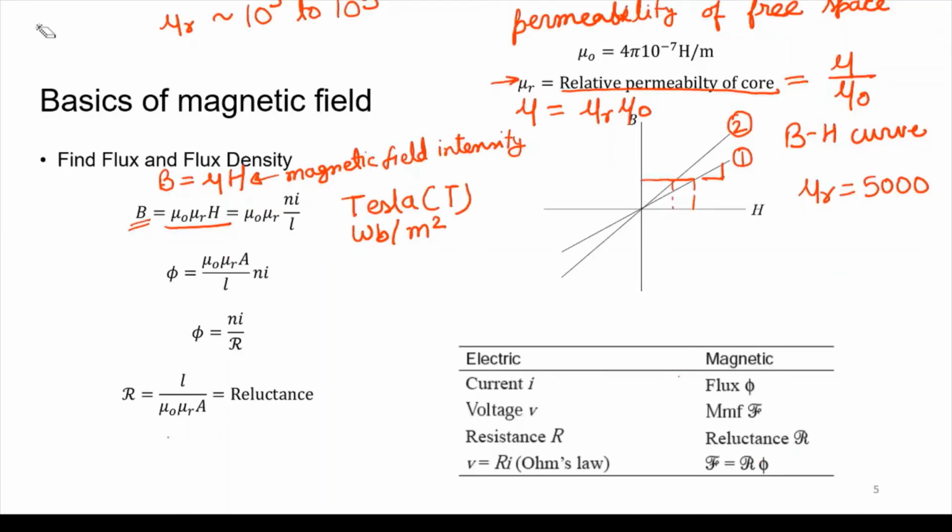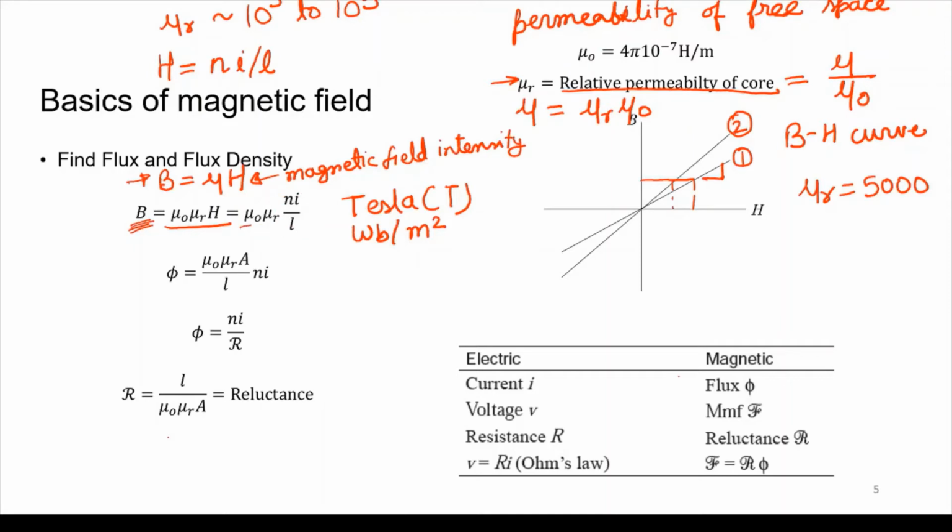Till now we have discussed the relationship between magnetic field intensity H and current, that is H equal to Ni divided by L, and the relationship between flux density and magnetic field intensity, B equal to mu H. Now let us combine these two. So we can write B is equal to mu naught mu r Ni by L.